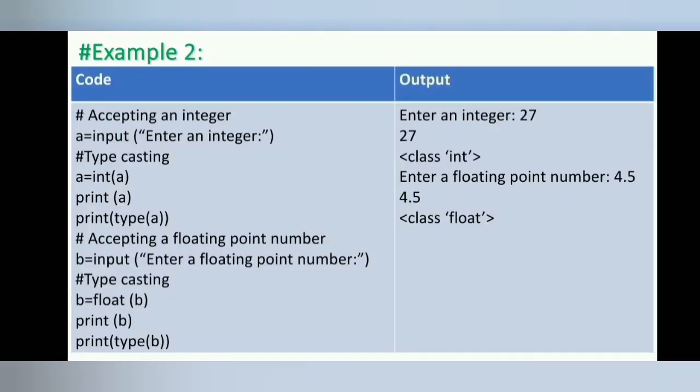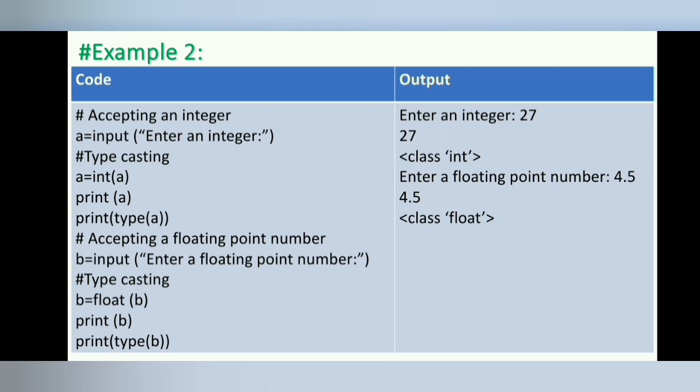Example 2. The input function accepts input from the user. In this example, the argument or prompt we pass to the input function is the string "enter an integer." This string value will be displayed on the monitor. The input function waits for the user to enter something. Once the user presses the enter key, the input function returns whatever the user typed as a string. Here we have entered an integer value of 27 as input.